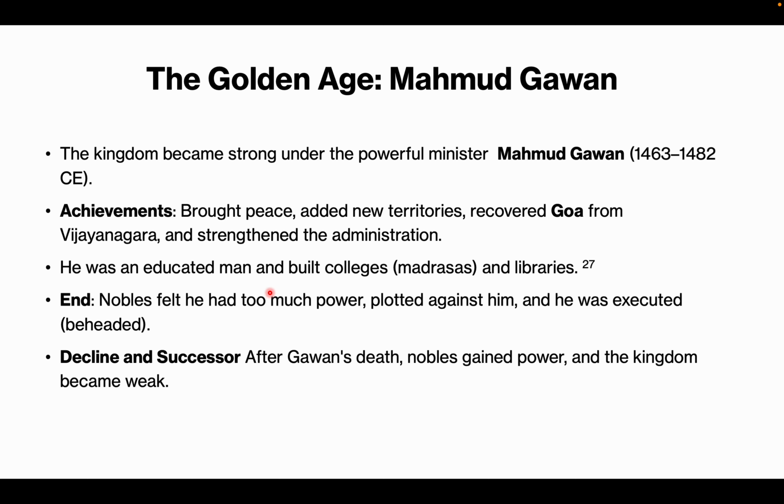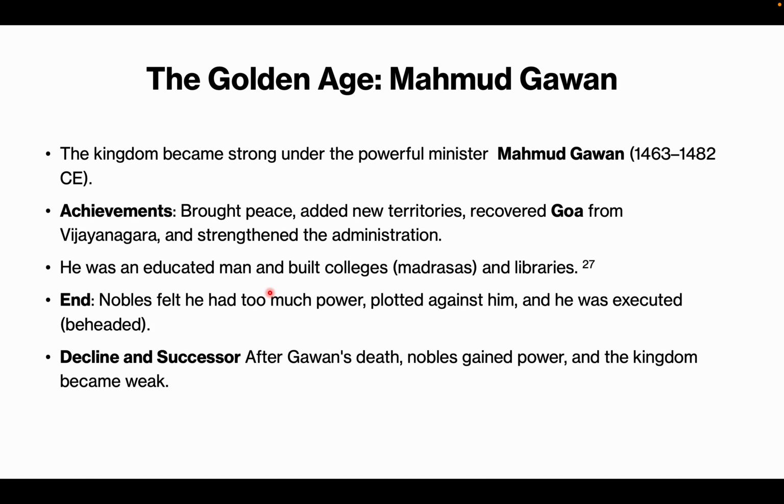And in the golden age of this kingdom, just like Krishna Devaraya, Muhammad Gawan was the guy who was very powerful. Under his ministry, it became very strong. He brought peace, he added new territory, and he also recovered Goa from Vijayanagar. People were fighting for Goa from that time. He was highly educated, and he built colleges and libraries.